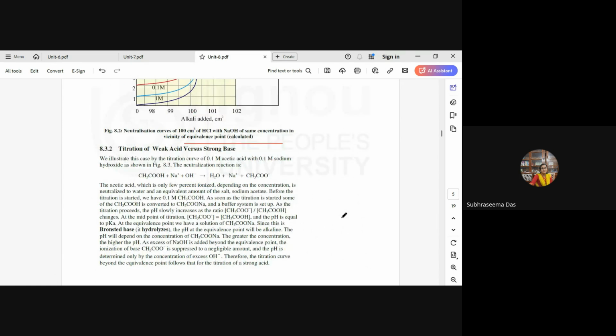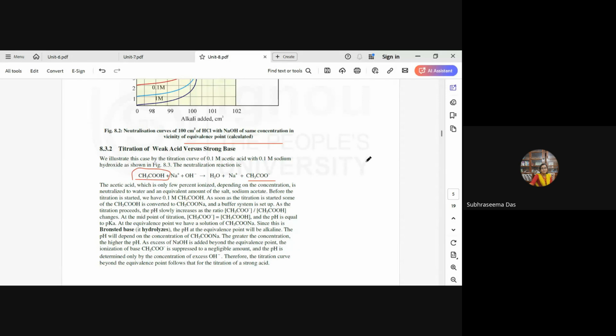Then coming to titration of weak acid versus strong base. So here in this case we will consider a weak acid, that is acetic acid, and again a strong base, that is NaOH. So here the CH3COOH dissociates to form CH3COO- and H+, and the NaOH dissociates to form Na+ and OH-. But acetic acid is a weak acid, that is why only a very small amount is ionized and it is neutralized to water, and an equivalent amount of the salt, that is sodium acetate, remains in the solution.